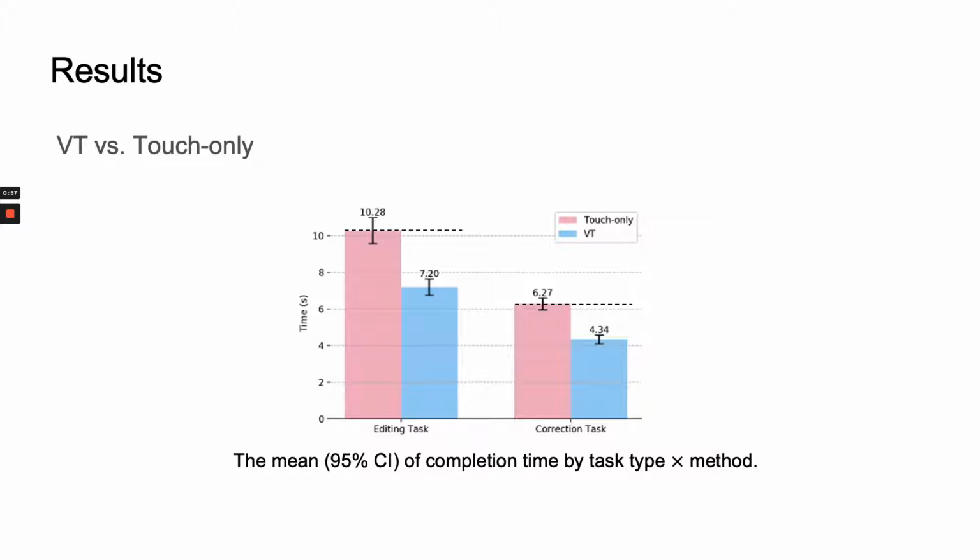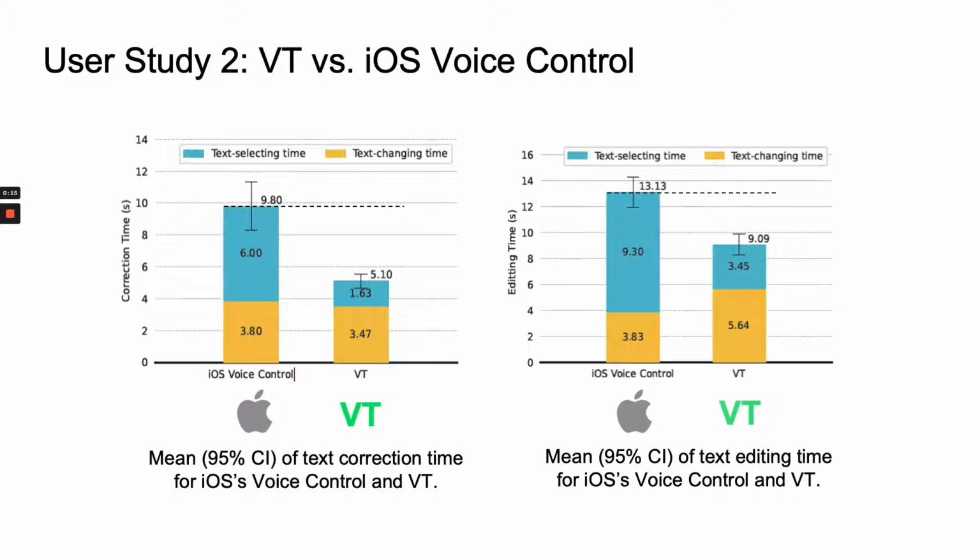Here are the results. This is the task completion time for text editing and correction. VT reduced about 30% time for both text editing and correction. We did another user study to compare VT with iOS voice control, which is an existing voice and touch-based method on iPhone. For text correction, VT reduced around 48% time from iOS voice control. For text editing, VT reduced around 30% time.